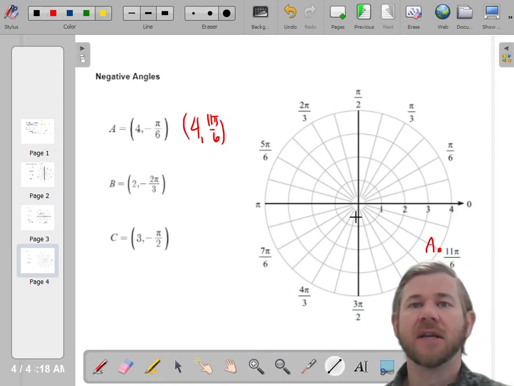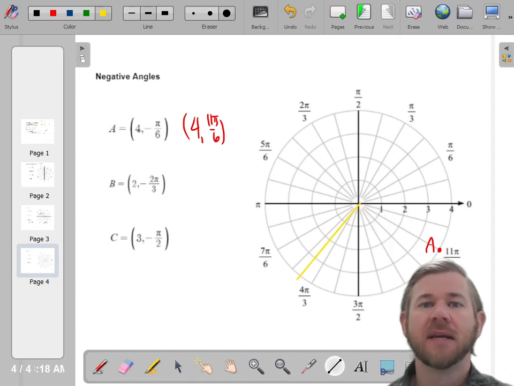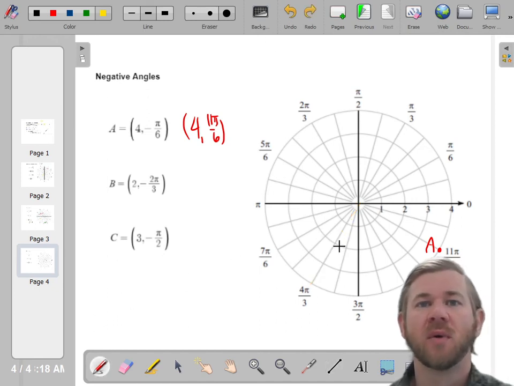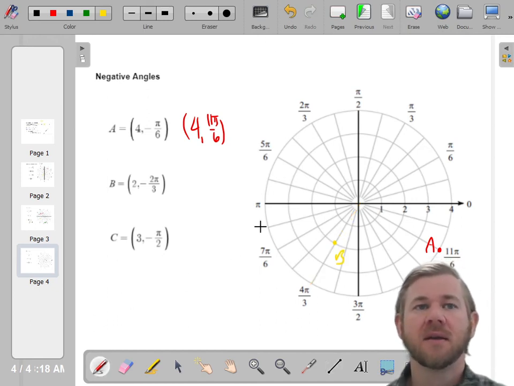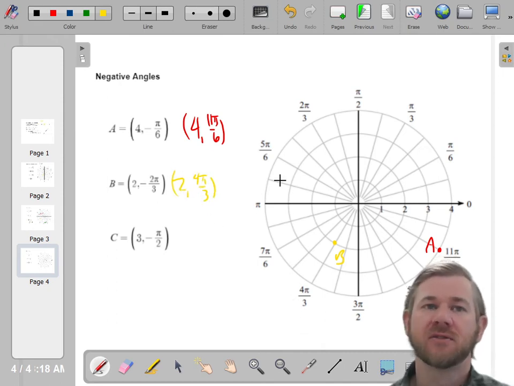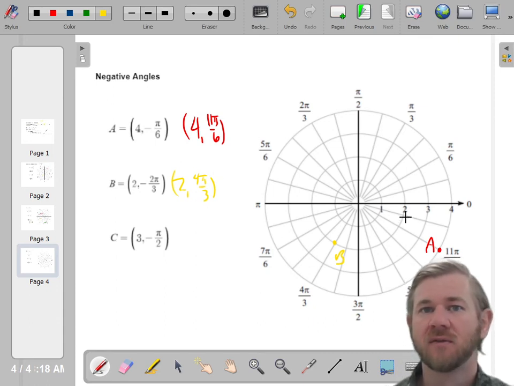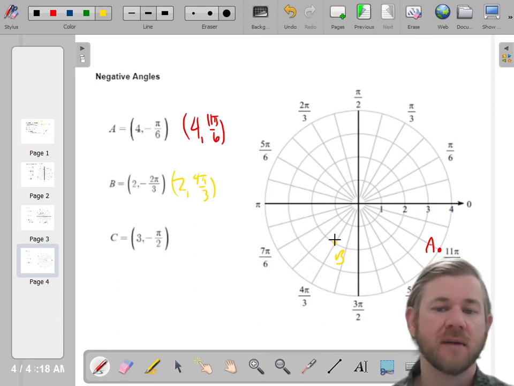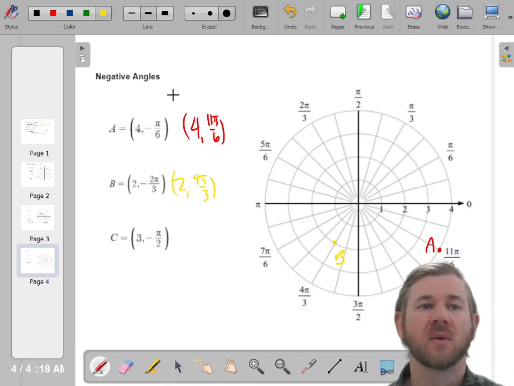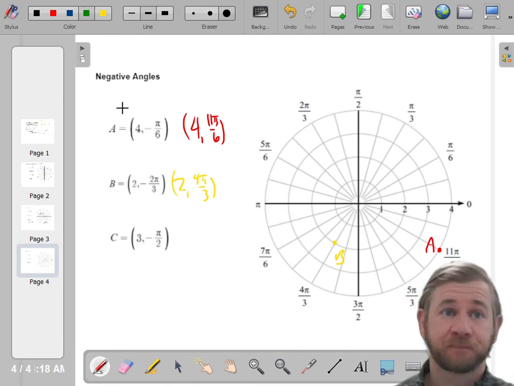Negative 2 pi over 3. This is negative 1 pi over 3. This is negative 2 pi over 3. And if I want to be on the second ring, then I'm right here. So this is my point B. That's the same as 2 comma 4 pi over 3. They're the same point. One describes it with a positive angle, 4 pi over 3, and the other describes it with a negative angle, negative 2 pi over 3. So proper clockwise.